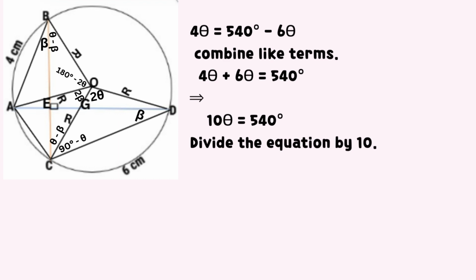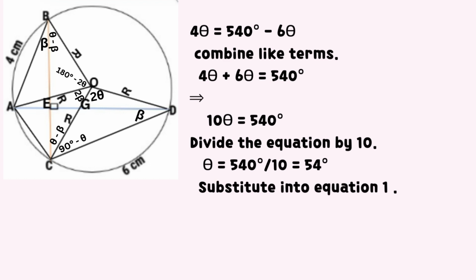Combine like terms. We have that the sum of 4 times theta and 6 times theta equals 540 degrees. This implies that 10 times theta equals 540 degrees. Divide the equation by 10. Theta equals 540 degrees divided by 10, which equals 54 degrees. Substitute into equation 1.